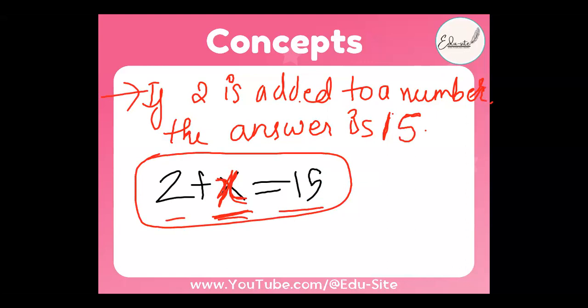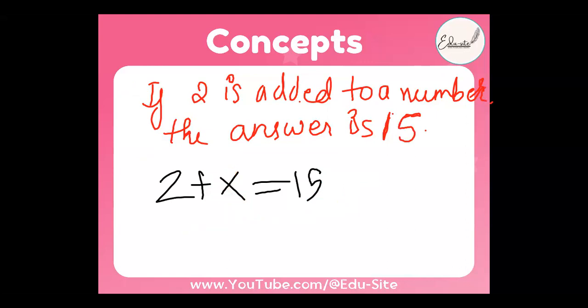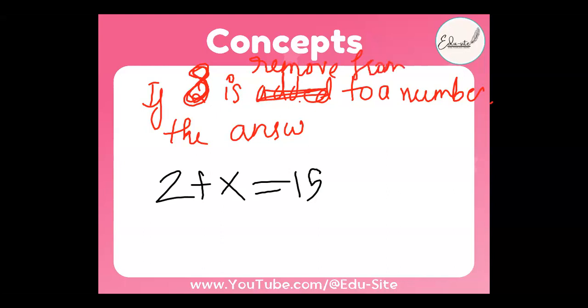I'll give you another example, Maisha. If 8 is removed from a number, then the answer is 25. How do you write this? So 8 is removed from a number, then the answer is 25. How do you write this in the algebraic format, Vita?